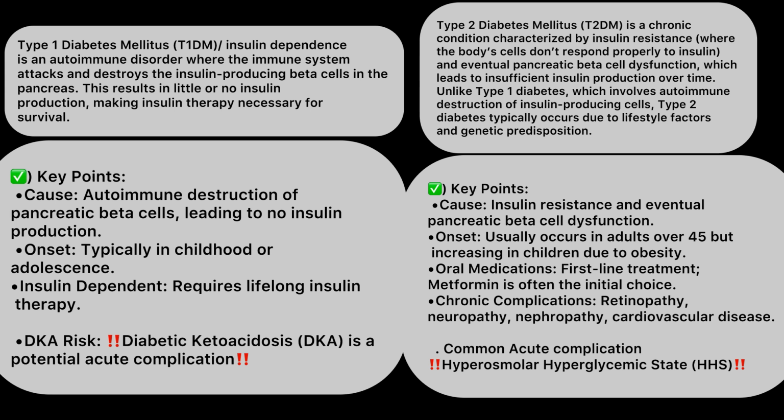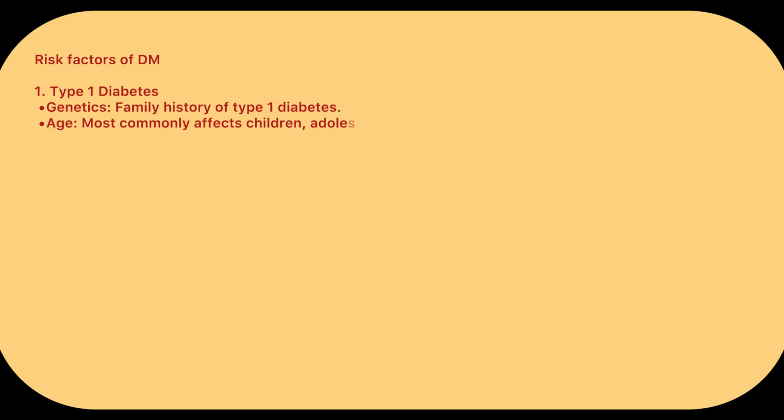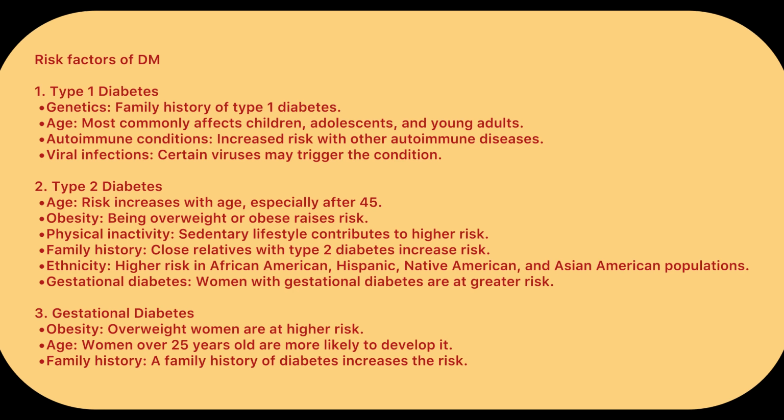And type 2 DM is a chronic condition. There is insulin resistance and the patient's body cells don't respond properly to insulin. This condition typically occurs due to lifestyle factors and genetic predisposition. It usually occurs in adults over 45 but is increasing in children due to obesity. If it is not managed on time, it can lead to HHS, which is hyperosmolar hyperglycemic state. For the NCLEX, the main thing to remember is type 1 DM can lead to DKA and type 2 DM can lead to HHS.